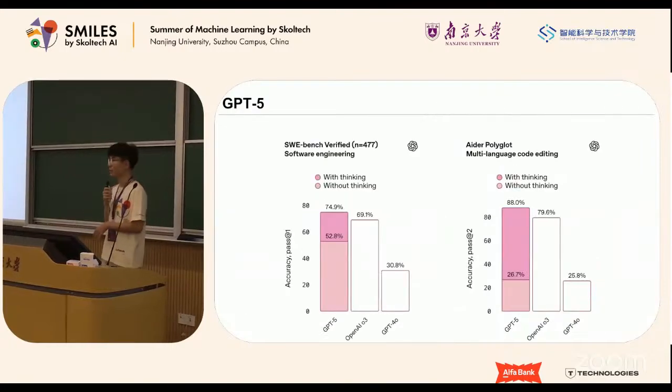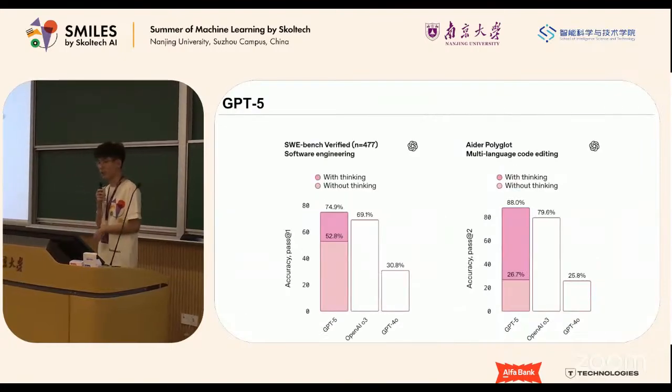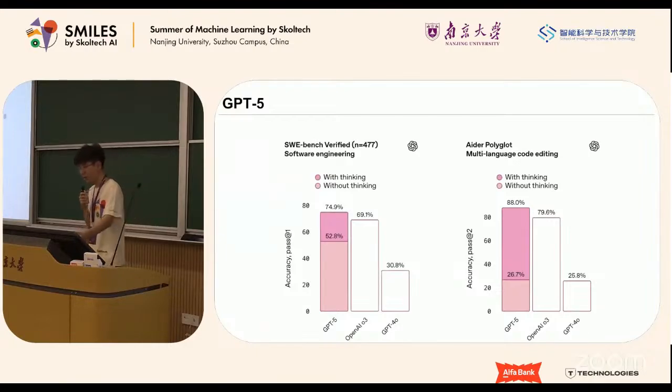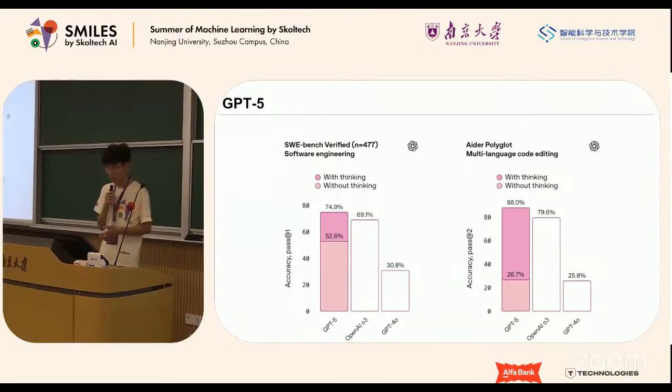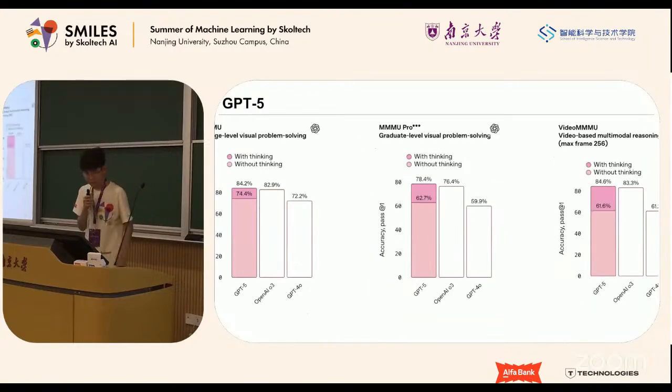For software engineering benchmarks such as SWE-bench Verified and Aider Polyglot, GPT-5 also improves the performance on SWE-bench Verified compared to GPT-4o and OpenAI o3, showing the performance of GPT-5.